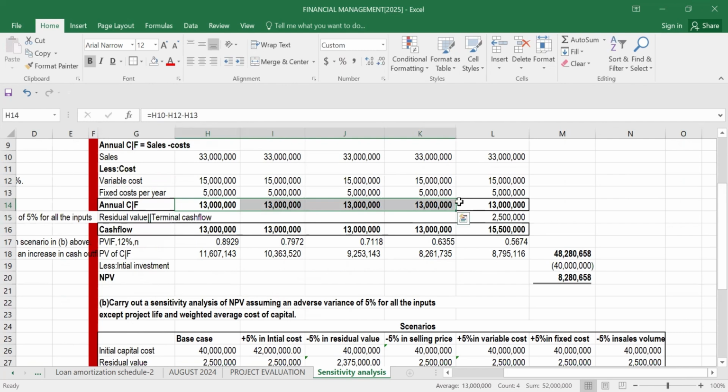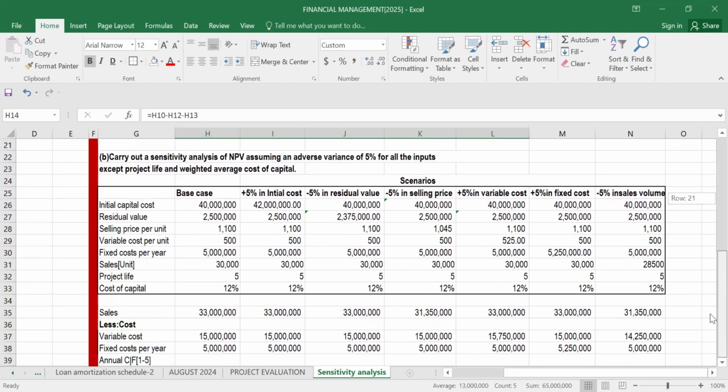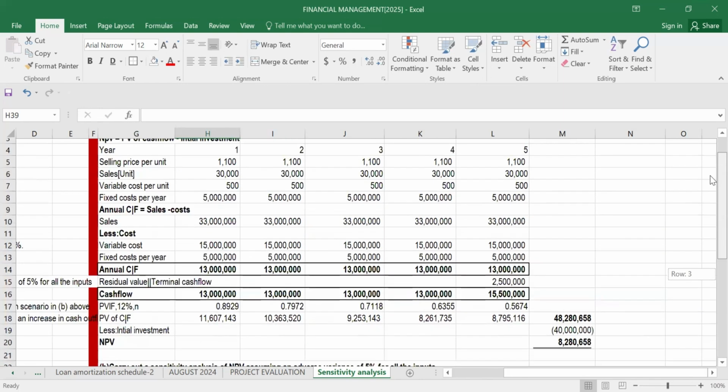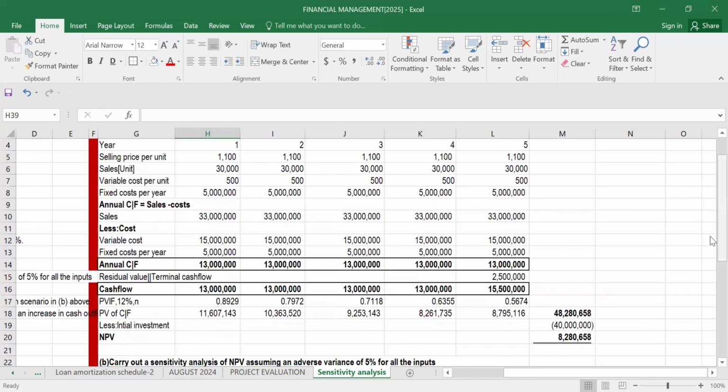But actually from year 1 all the way up to year 5, it will remain the same. But remember now in the year 5, we have the terminal cash flow. So the annual cash flow from year 1 up to year 5 will remain the same. And in our case, we know under the best case scenario, we should get an annual cash flow of 13 million.